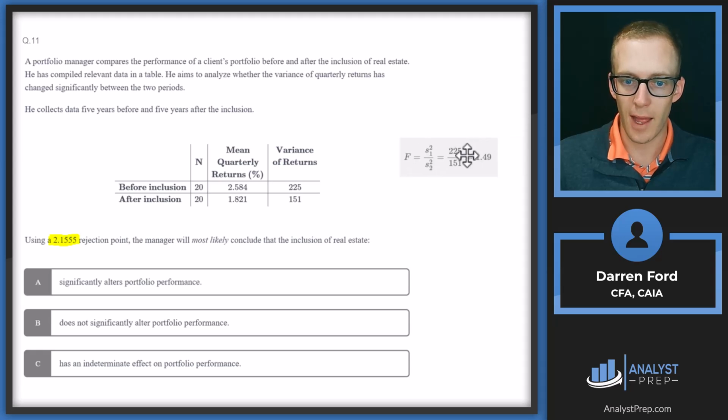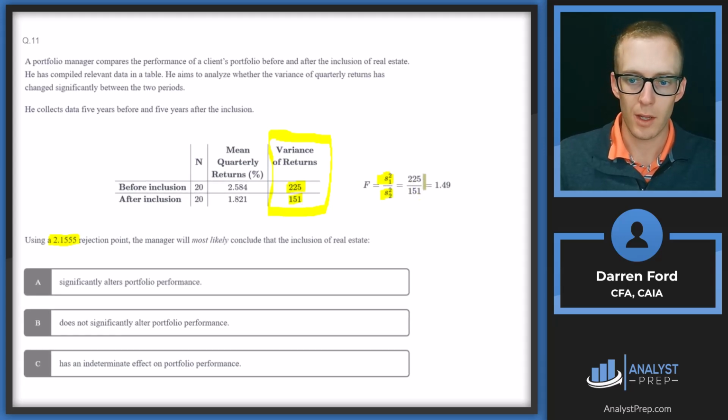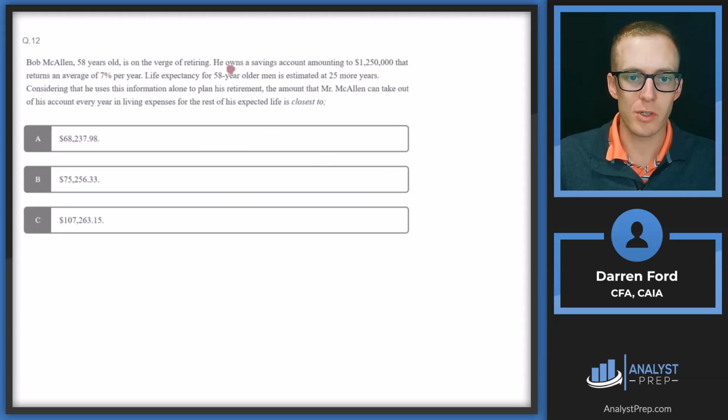So this will be our F test, which is going to be focused on these variance of returns variables. So we're going to take S1 is giving us under scenario 1 essentially. So we'll take 225, and then under scenario 2 we had 151. So we're just dividing these two numbers, and that gives us 1.49. Since this is below our rejection point, we're going to say that this did not alter portfolio performance. If it was above it, then we would say that this was statistically significant and it did alter performance. Answer B.